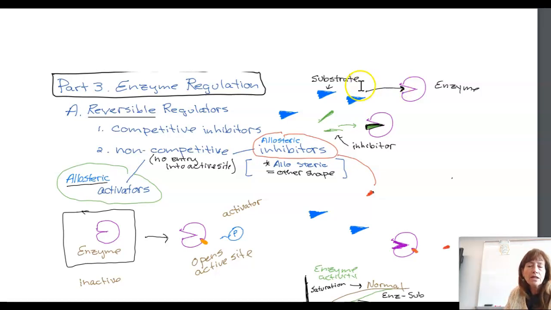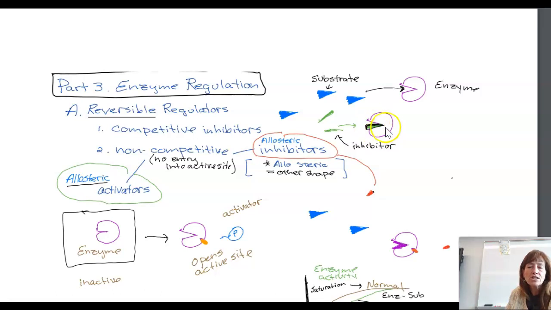But a competitive inhibitor is a molecule that is similar in shape to the substrate, and therefore it can go into that active site and basically temporarily inhibit that enzyme from acting on a substrate. So it can go in and out of this active site. Remember that we're talking about hundreds, if not thousands, of enzymes sometimes actively doing things in your body.